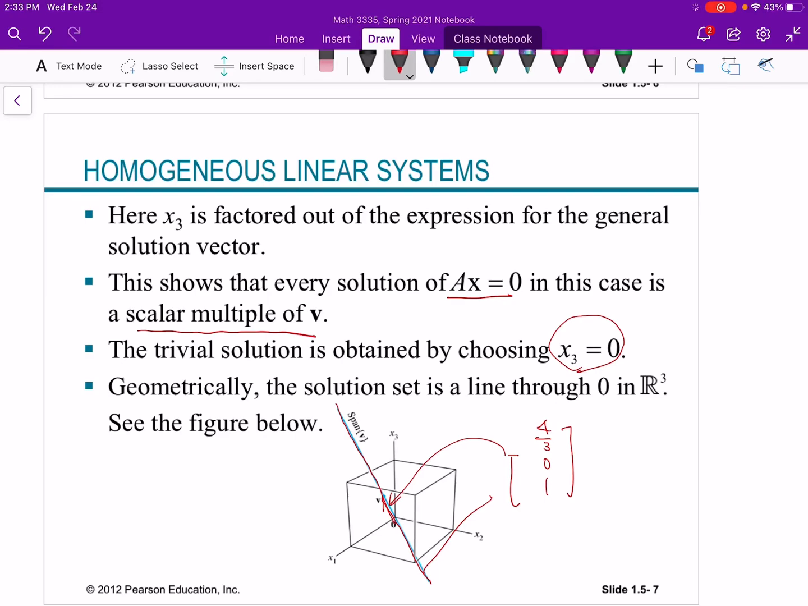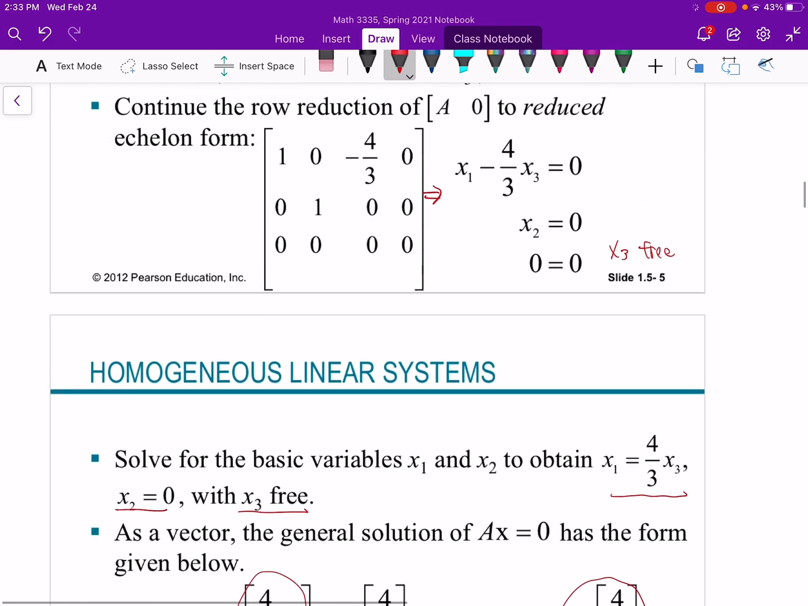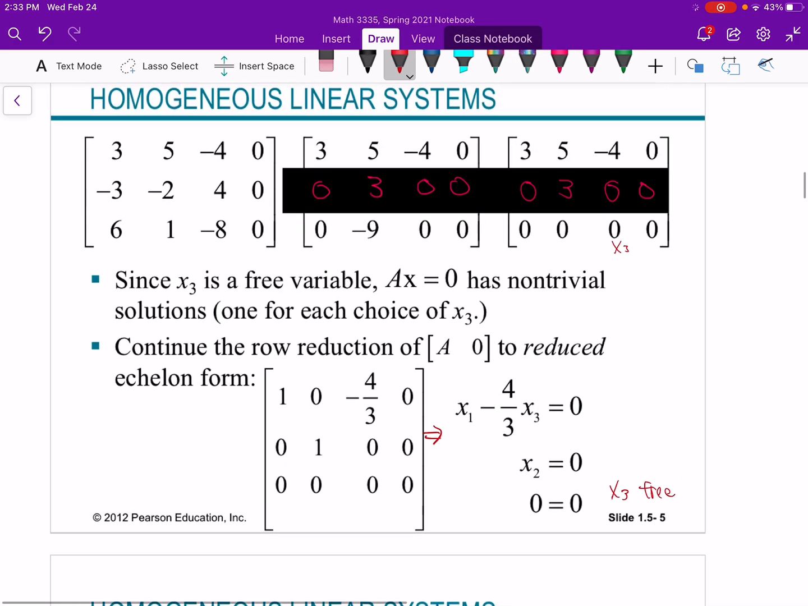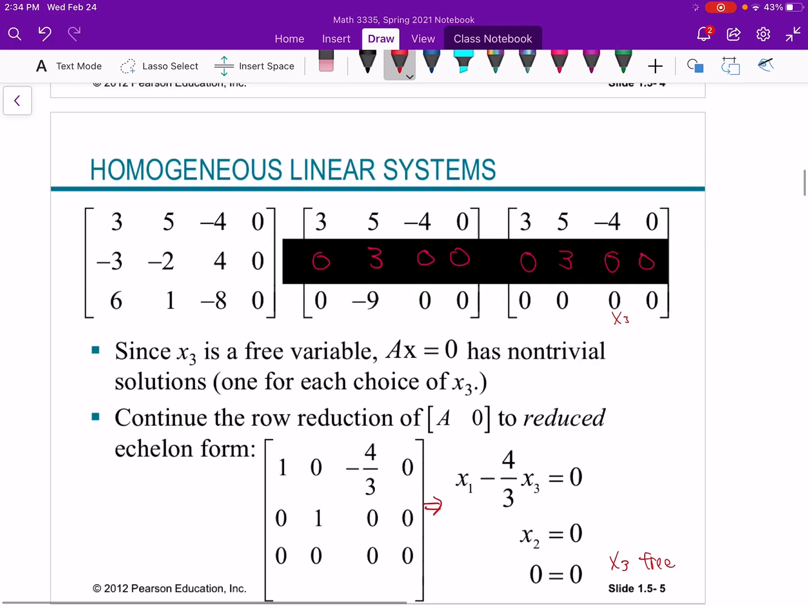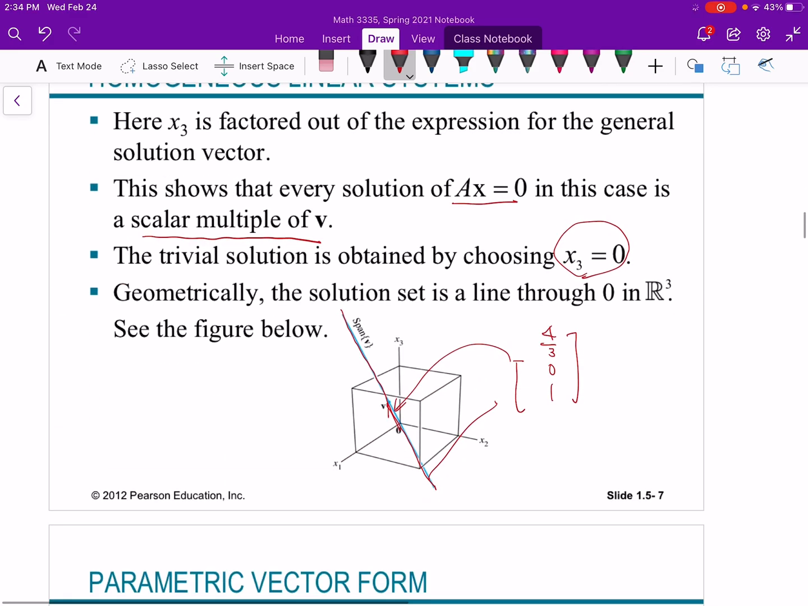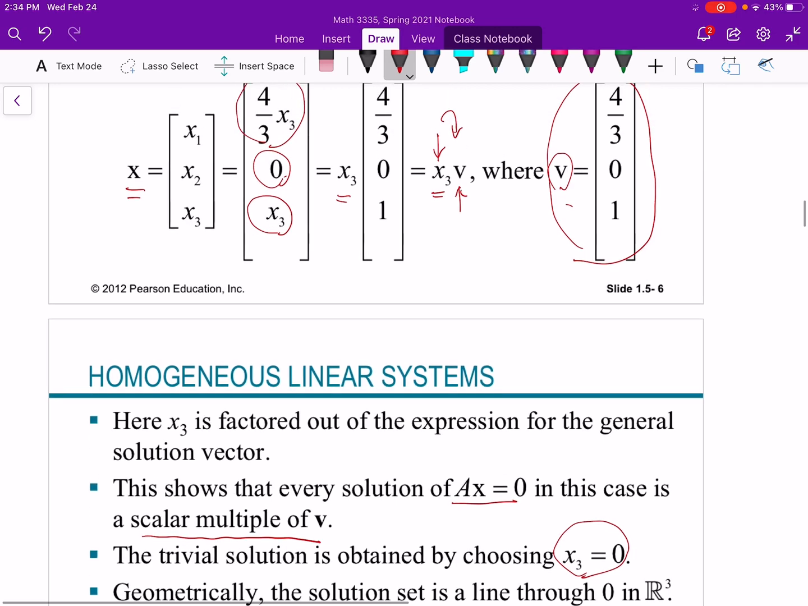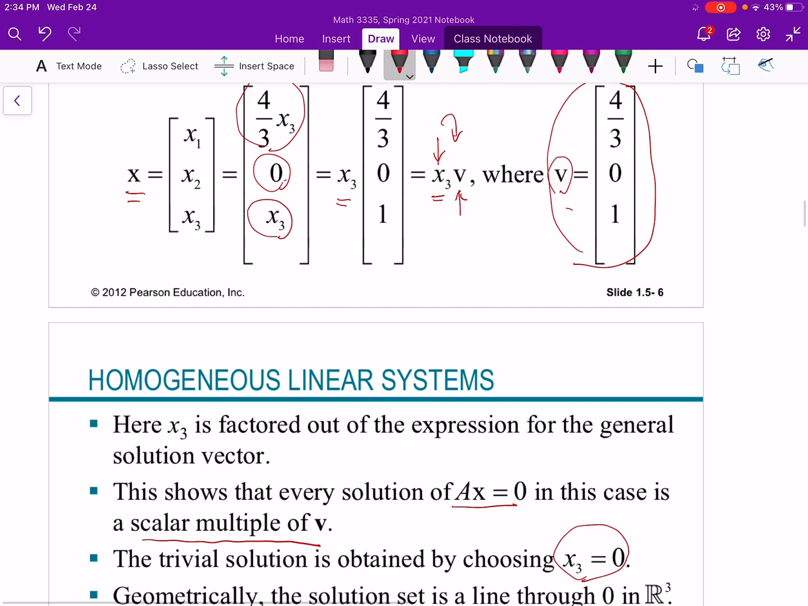Okay, continuing with our example of one free variable from the last video, we'll talk about the solution set of a homogeneous system. So in that one, the entire solution set can be expressed by a scalar times a base vector, 4/3, 0, and 1.